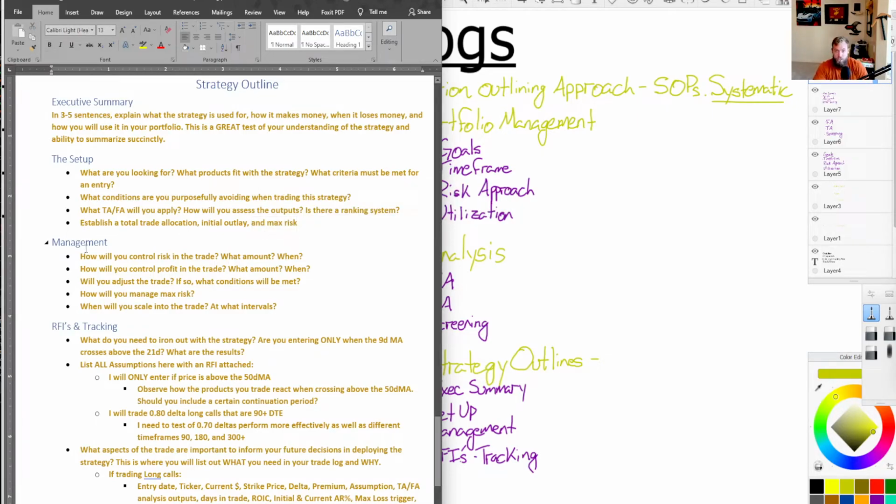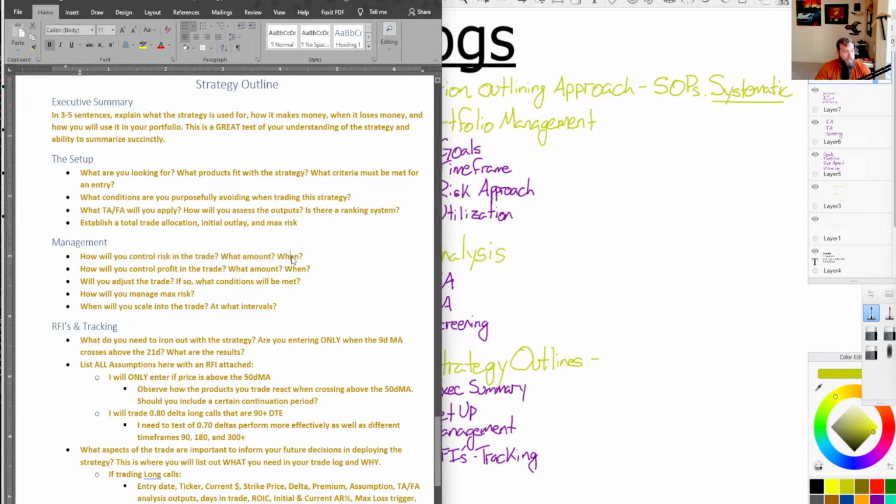Management. This is pretty self-explanatory, but again, this is forcing you to think through different scenarios before it happens, before you even put the trade on. This is so that you are not taken aback when things start moving sideways. This isn't always going to be the perfect solution, but it gives you a foundation to base different decisions on as markets move. So how are you going to control risk? When? What amount of risk?